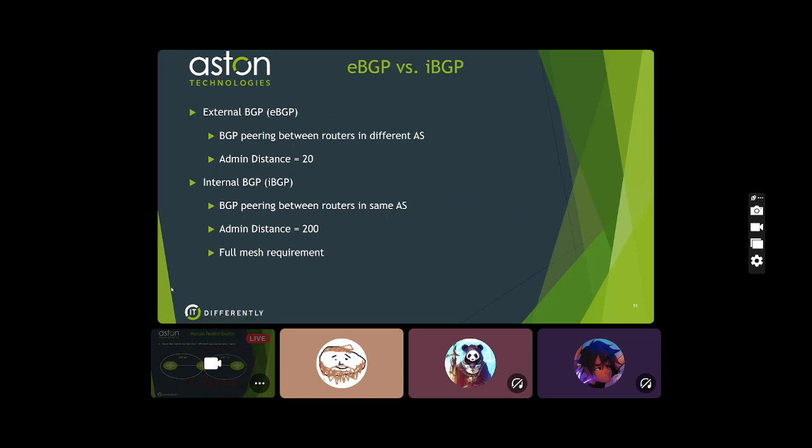Okay, so eBGP and iBGP. We've got some differences, we've got some similarities. These are the differences. So eBGP is a BGP peering between routers in different autonomous systems. They have different ASNs. That has an admin distance of 20. We trust it a lot, because generally we're peering with a service provider, someone that we implicitly trust because we are paying them a lot of money to provide us a service.